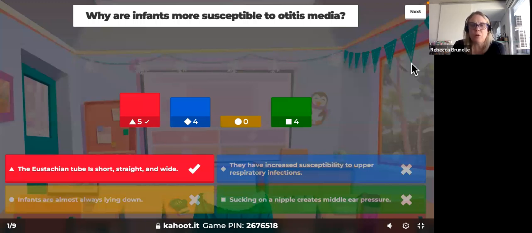Yeah, so we talked very briefly that the eustachian tube is just not in the same position. It doesn't have the same ability to drain fluid from the middle ear, and that's one of the main reasons that infants are more susceptible to otitis media. They are always lying down, but it's more that their eustachian tube doesn't drain their fluid. And it is also true that they have an increased susceptibility, but the best answer is that eustachian tube.